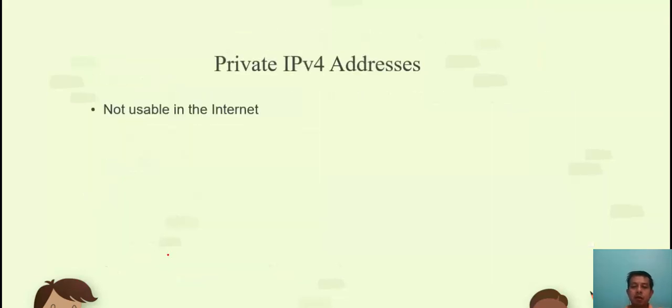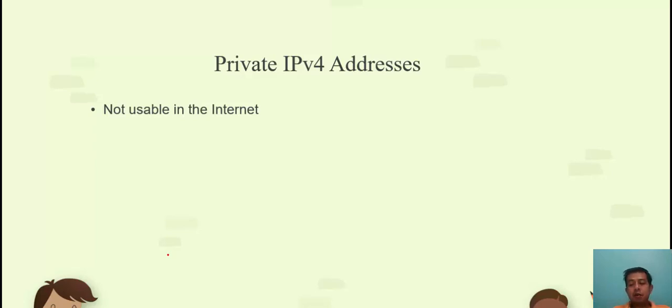Now there is something known as private IPv4 addresses also. What are private IPv4 addresses? Private IPv4 addresses are certain addresses which are not usable in the internet. That means if I give a private IP address as a destination address, this cannot be sent, because the internet will not recognize these private IP addresses.